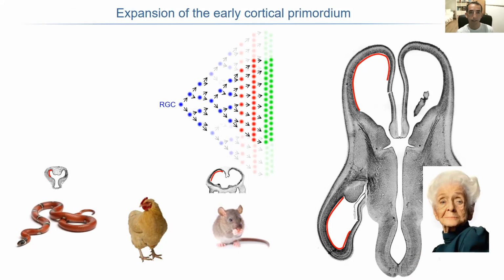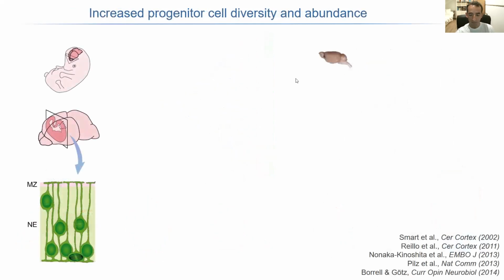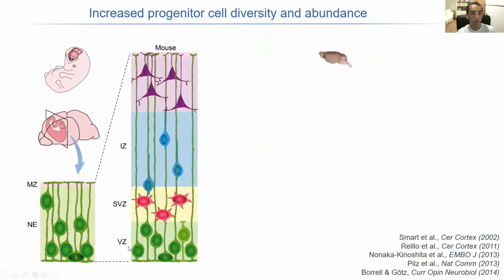Now, following this expansion of the early cortical primordium, which is composed mainly by neuroepithelial progenitor cells, then radial glia cells are born, and from them those intermediate progenitors I was mentioning, and the postmitotic neurons. Now, this is a situation in the mouse, which is a species with a relatively small brain. What happens in other species?